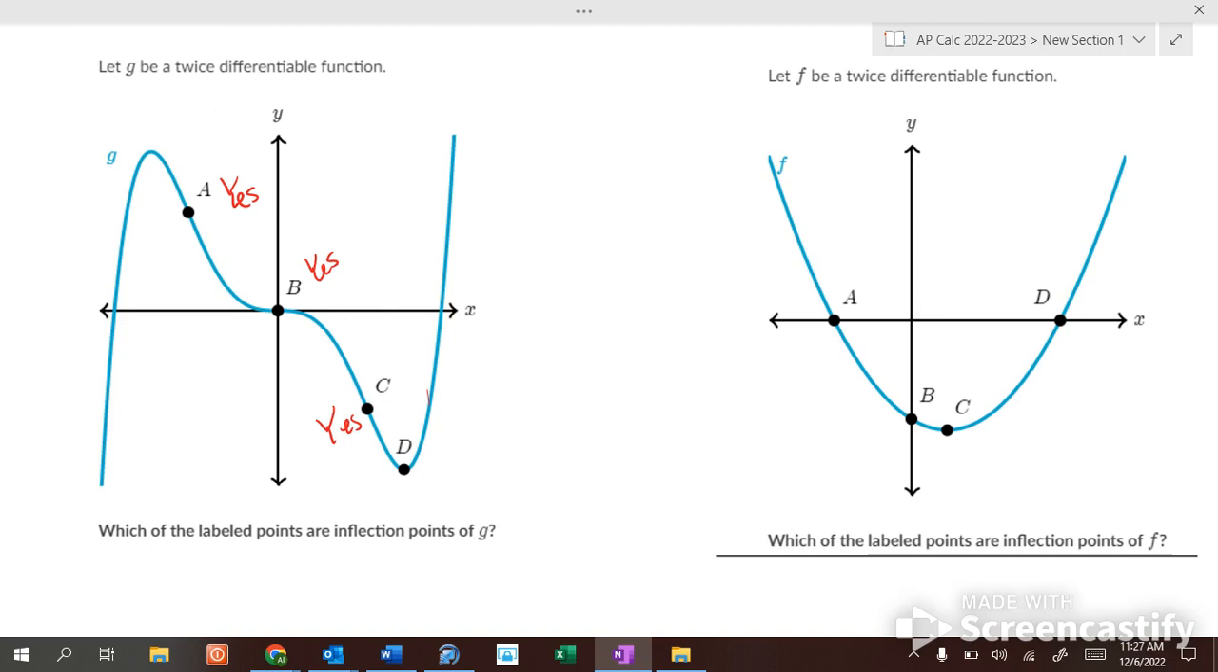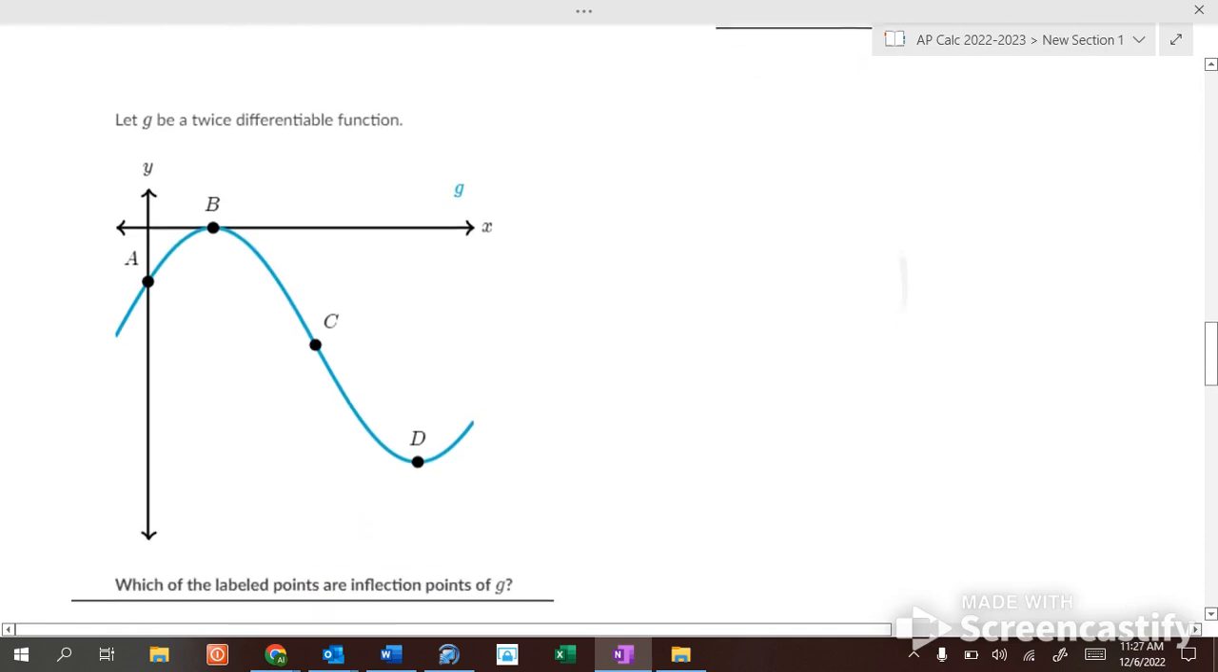Does it change concavity here at A? No. At B? At C? At D? It's always concave up, so it doesn't change concavity there. So there are no points of inflection there. Here, A, B, and C are all points of inflection.